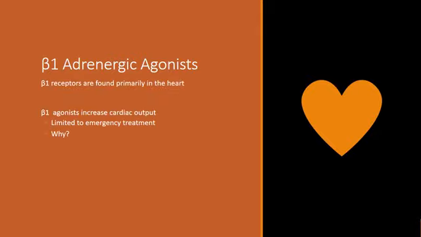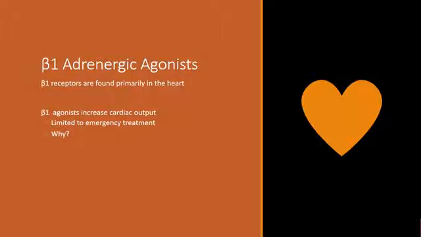The next class of drug we'll talk about are the beta-1 adrenergic agonists. Remember that the beta-1 receptors are primarily found within the heart, and so if we increase beta activity, that's going to lead to an increase in cardiac output. Essentially, the heart's going to beat faster, it's going to beat stronger. The main issue with these beta adrenergic agonists is that they're limited to emergency treatment.